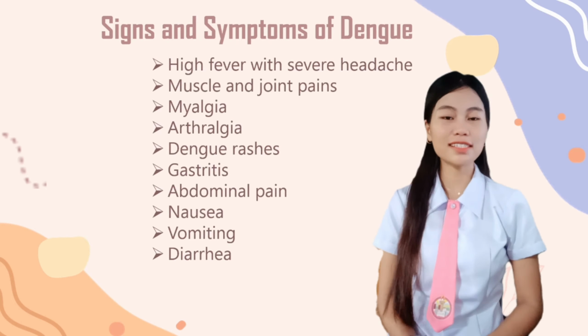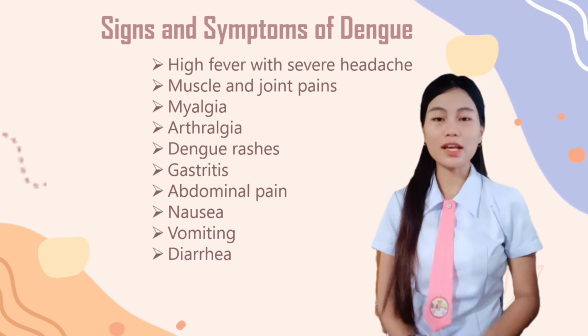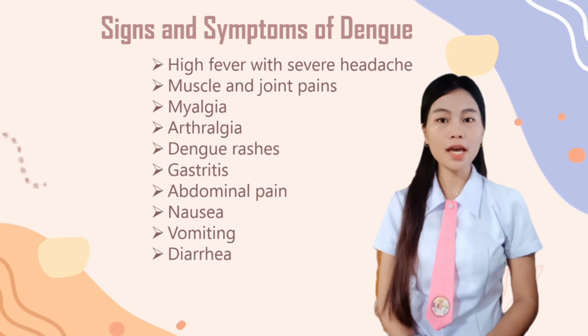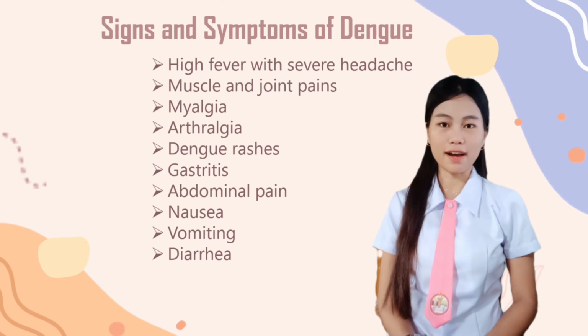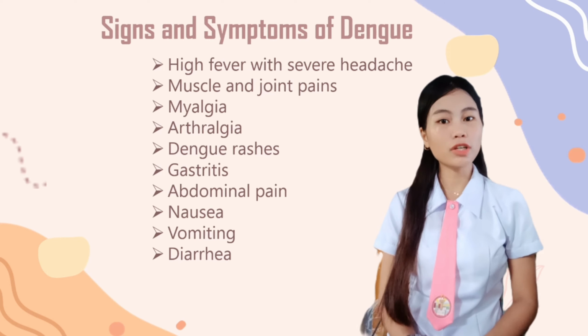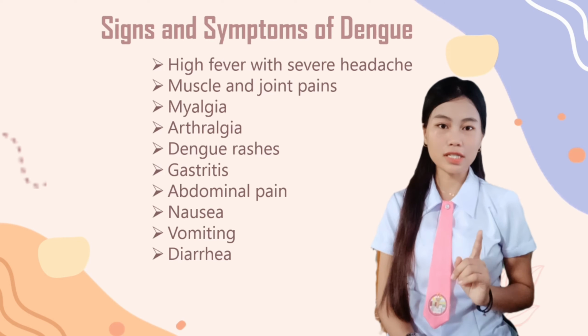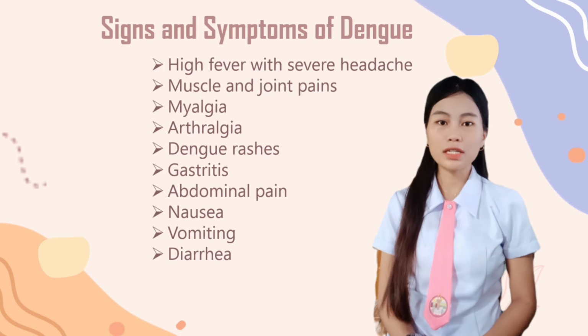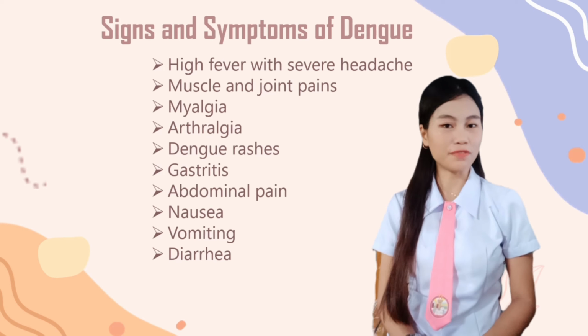And now for its signs and symptoms, dengue is manifested by a sudden onset of high fever with severe headache and muscle and joint pains, myalgia and arthralgia. It is also called breakbone fever or bone crusher disease. The patient may develop dengue rashes that are characteristically bright red petechiae. This usually appears first on the lower limbs and chest and spreads to cover most of the body.